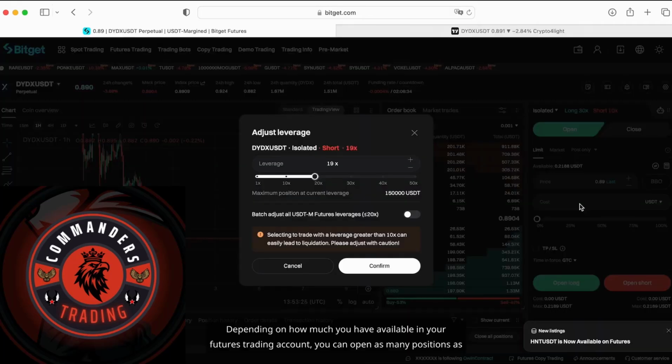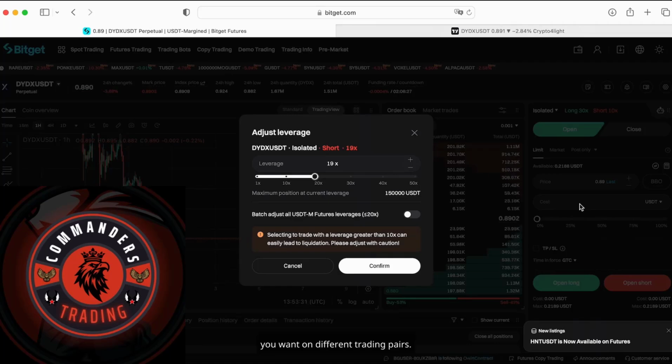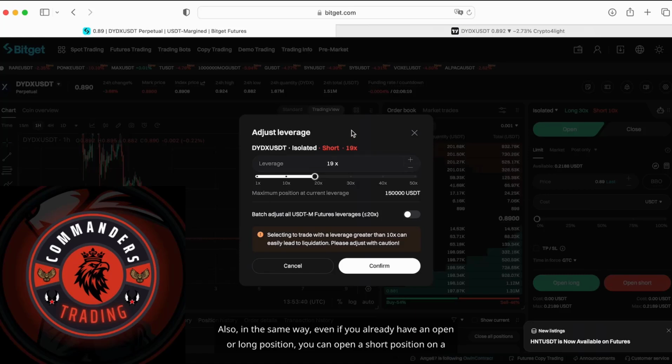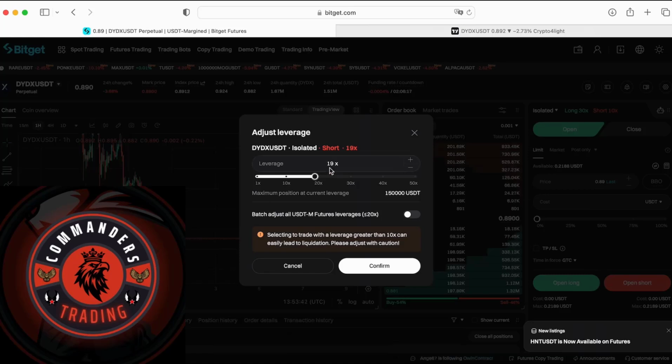Depending on how much you have available in your futures trading account, you can open as many positions as you want on different trading pairs. Also, in the same way, even if you already have an open long position, you can open a short position on a different trading pair. For example, like the DYX/USDT trading pair, their functionality is absolutely identical.